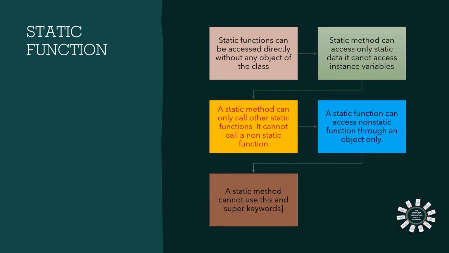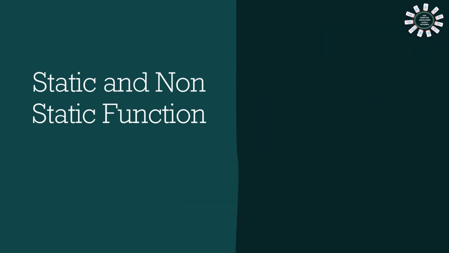The features of static functions are: a static function can be accessed directly without any object of the class, and a static function can access only static data. It cannot access instance data or instance variables. A static method can call other static functions. It cannot call a non-static function. And a static function can access a non-static function through an object only. We have seen the example. A static method cannot use this and super keywords. So these are the features of static function. Difference between static and non-static function.